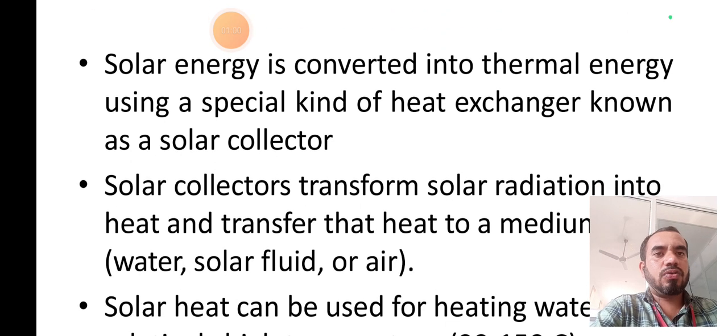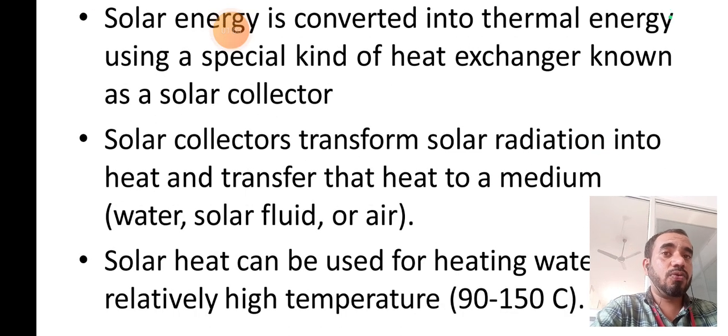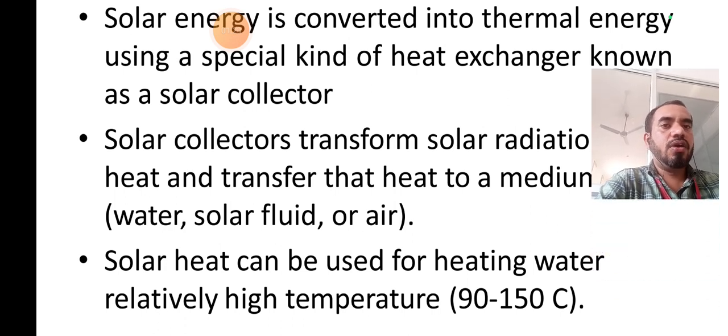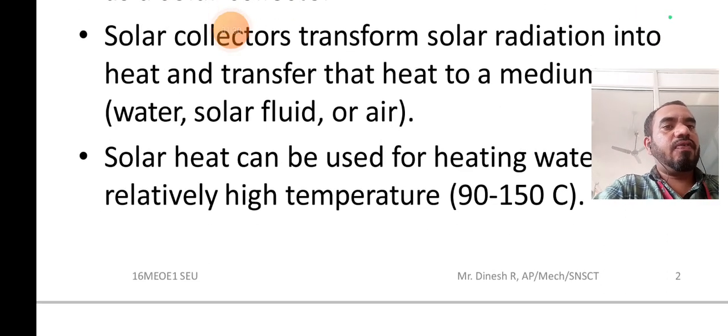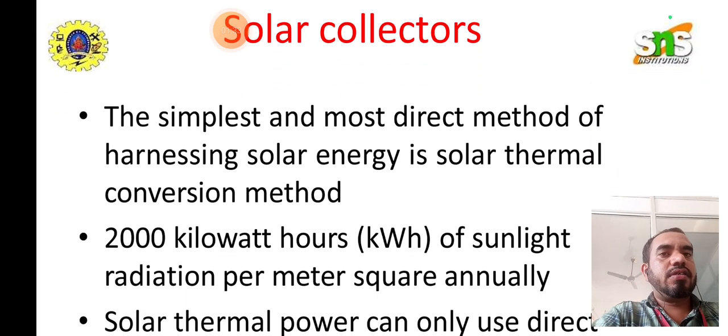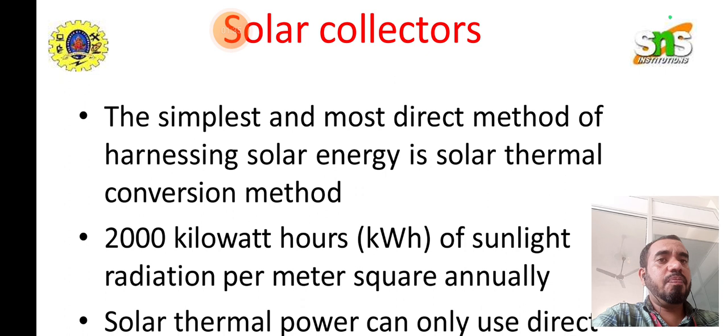The solar collector converts solar radiation into heat and transfers the heat to a medium like water, solar fluid or air. The solar heat can be used for heating water to relatively high temperatures like 90 to 150 Celsius. The simplest and most direct method of harnessing solar energy is the solar thermal conventional method.